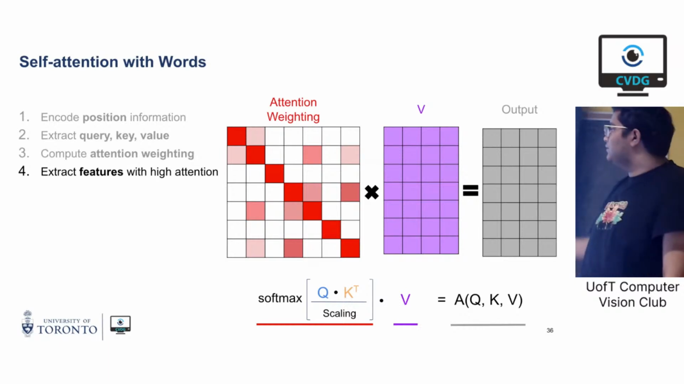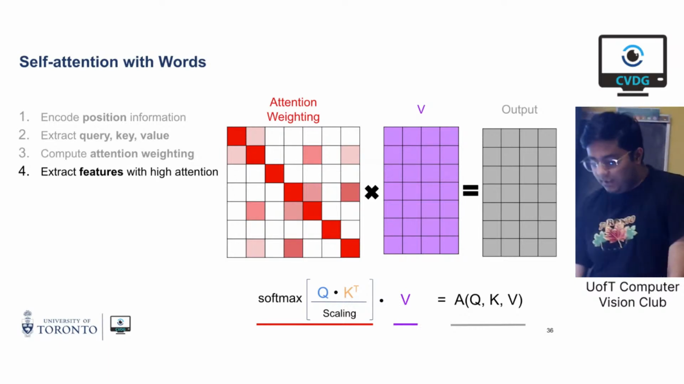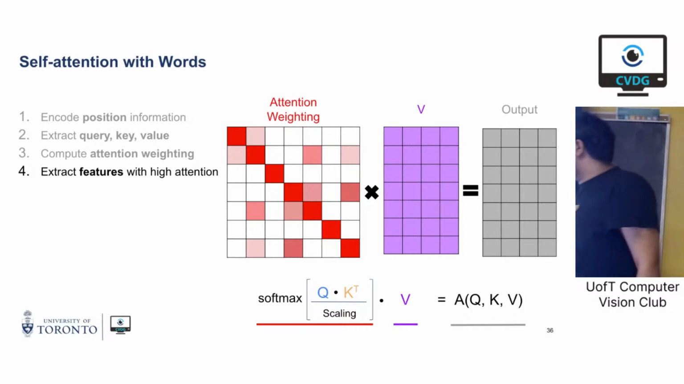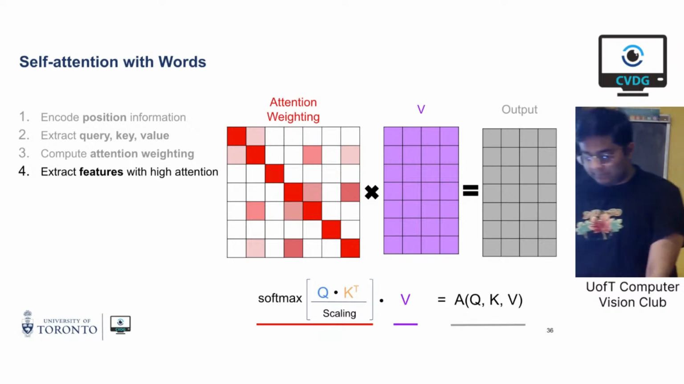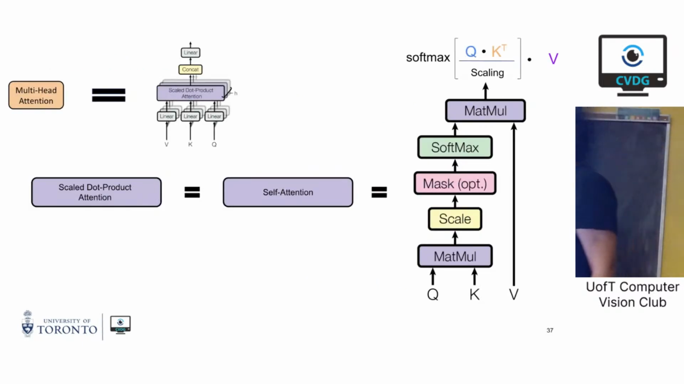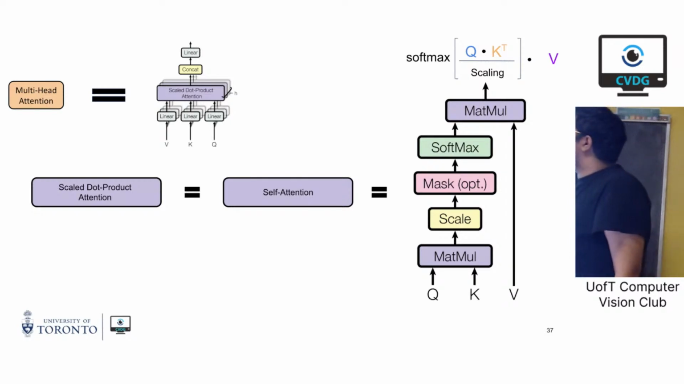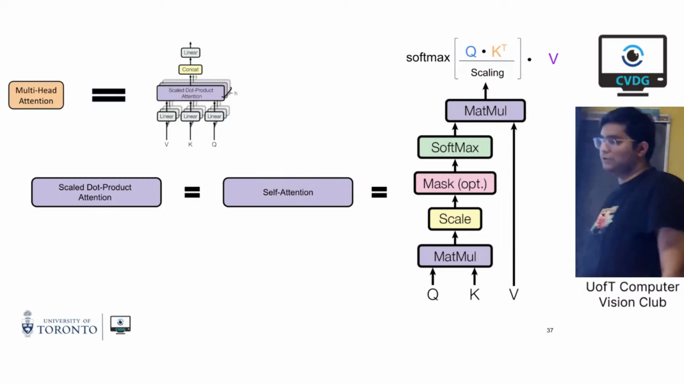Then we want to extract the features using this attention weighting. So if we multiply this attention weighting matrix with the V matrix, we get an output. And this function is called the attention function, which takes in q, k, v vectors and returns the output matrix. So like I said, this is what the multi-head attention block was. And now I've shown you the self-attention block. And the self-attention is basically the same thing as scaled dot product, which can be further understood by this function, and here is a graph for the same function.